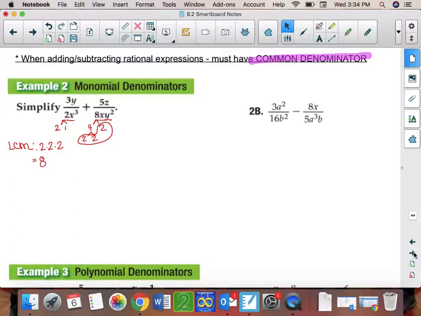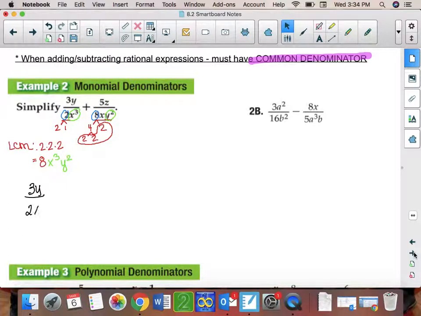And you probably could have done that because you know that a 2 and an 8 can both become an 8, right? And then we said, okay, we got to find our variables. I need to pick the greatest exponent. So I know I'm going to have an x cubed, and then I know I'm going to have a y squared. Okay, so there is my LCM.